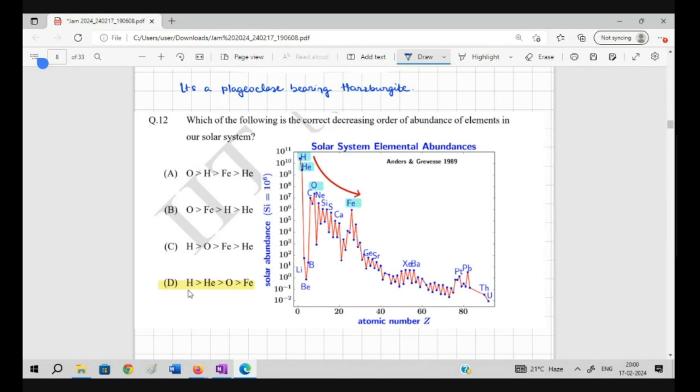That's why hydrogen will be the most abundant element in the solar system, and next to it will be helium. Following it there will be oxygen and iron. Look at it. So option D will be the correct answer. Could you get it?